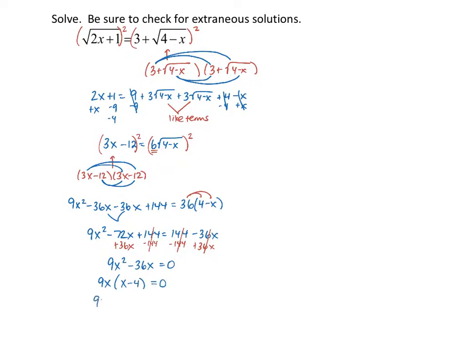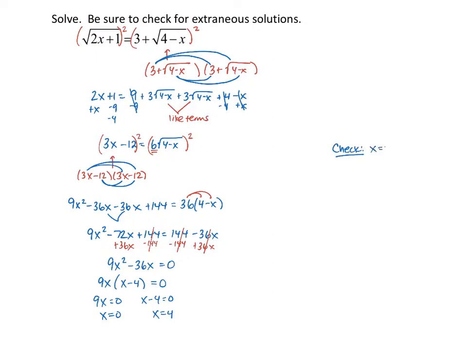Set each factor equal to 0. We're left with x equals 0 and x equals 4. Because we squared both sides of our equation in our strategy for solving, we now need to check each one of these solutions in the original equation to see if we have any extraneous solutions.